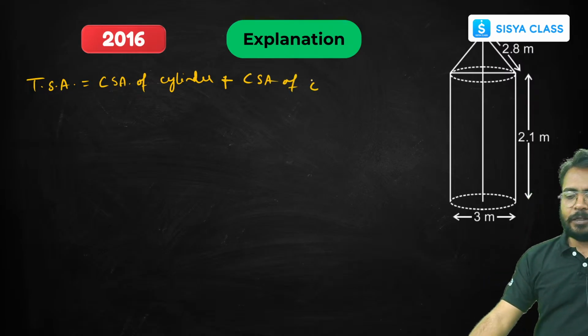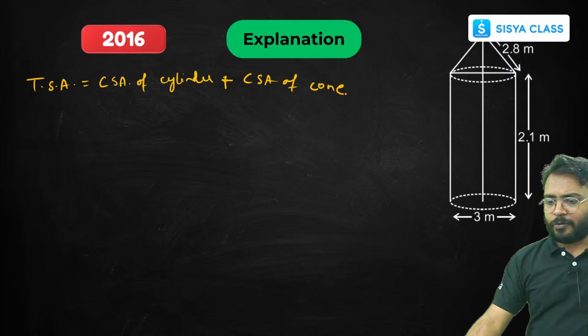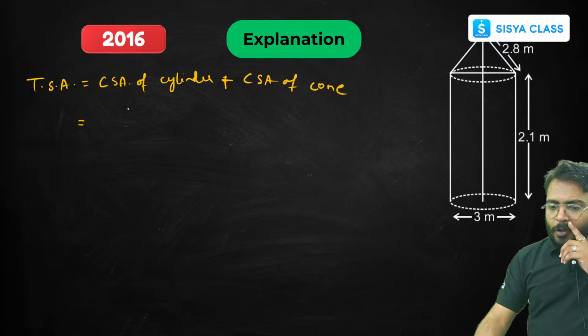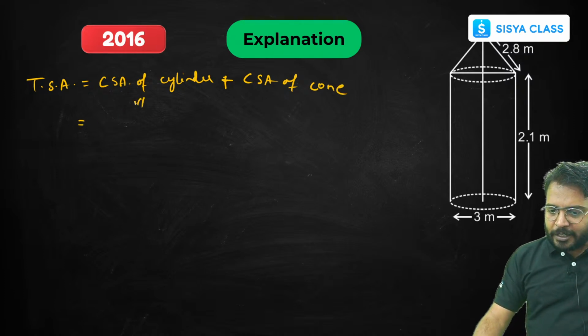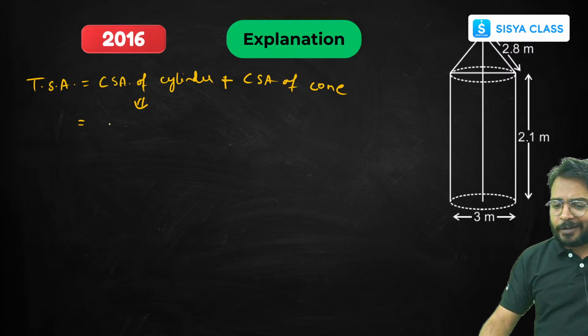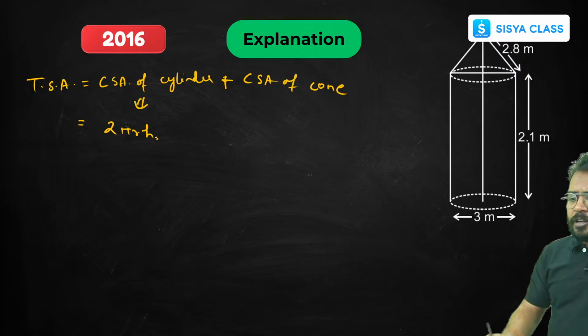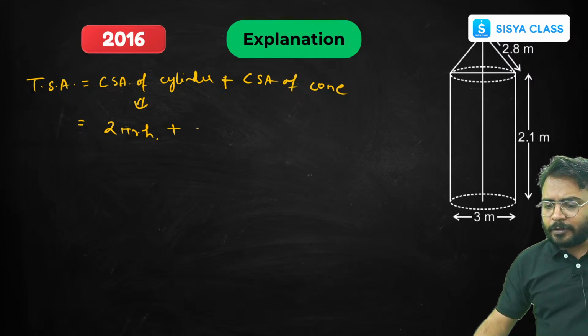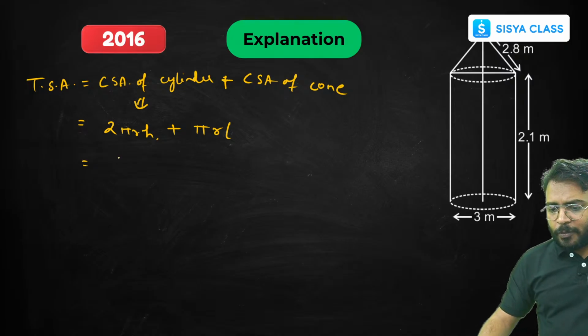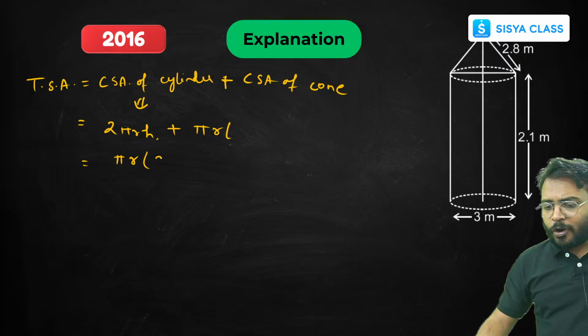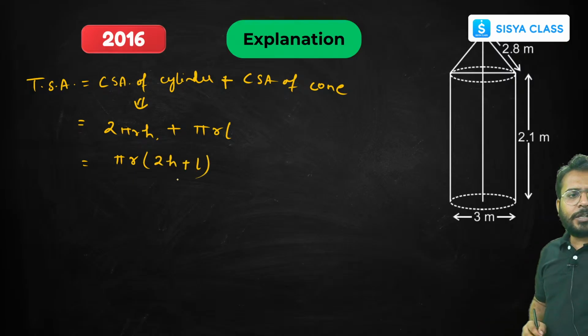Yes or no? Fine. What is going to be the curved surface area of your cylinder? It is nothing but 2 pi rh, plus what is the curved surface area of your cone? It is pi rl. Now can we take something common? Yes, sir, we can take pi and r common. What you will get is pi r times 2h plus l.